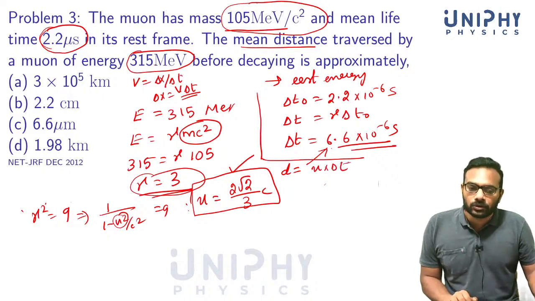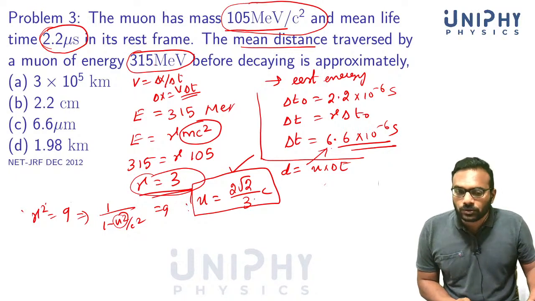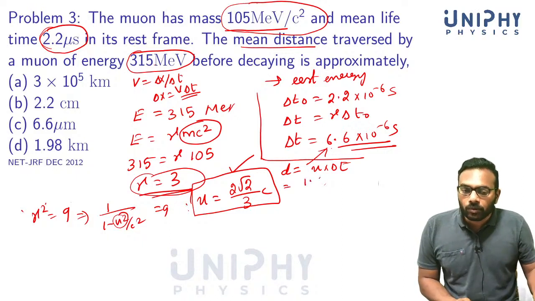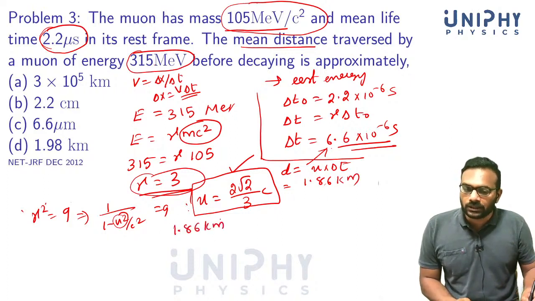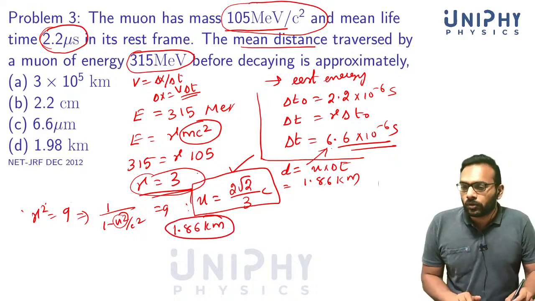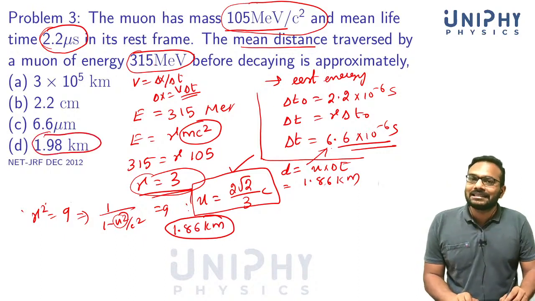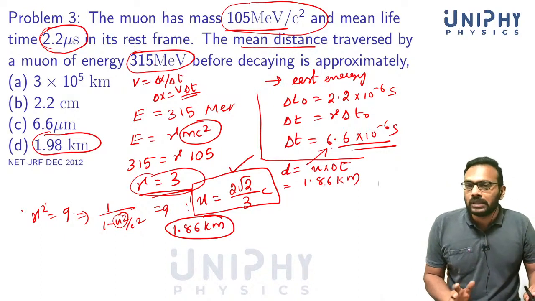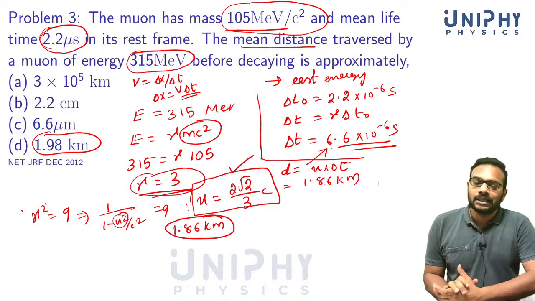We have got both of them, you just multiply it to get the final answer. You will see that it's equal to 1.86 kilometer. The final answer is 1.86 kilometer. For some reason this answer is not one of the options, but the nearest answer to what we obtained is 1.98 kilometer. So that's the option that you have to choose in such cases.